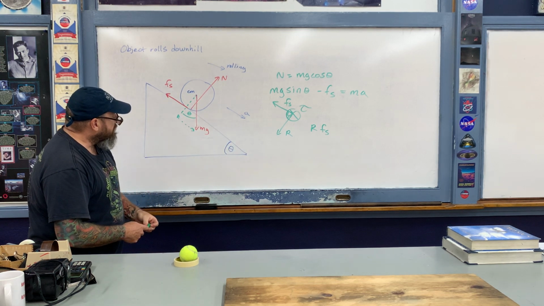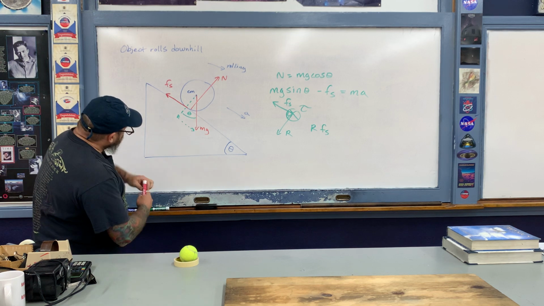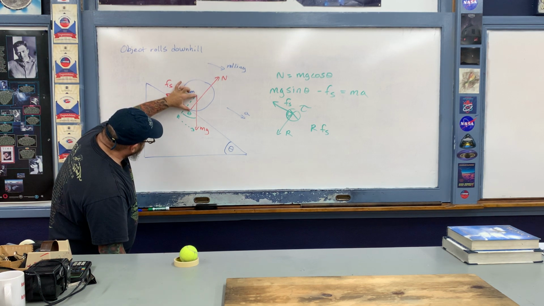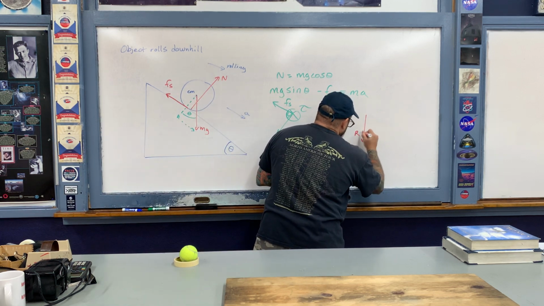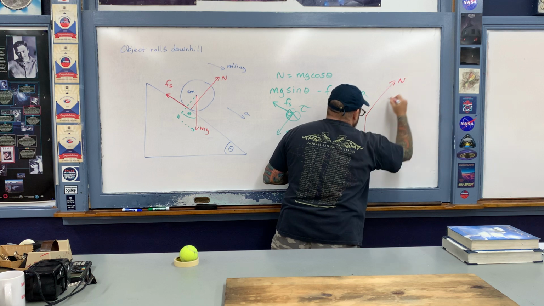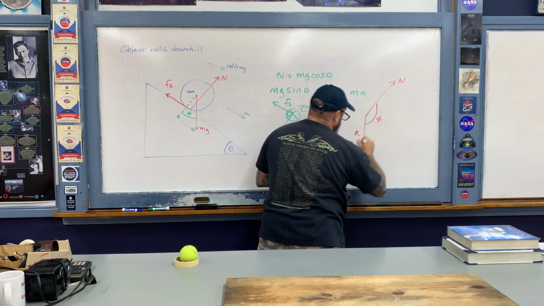Okay, now let's take a look at the torque due to the normal force. So right here is the moment arm associated with the normal force. Kind of looks something like this. Where then right here is the normal force like so, and then here's the angle phi.